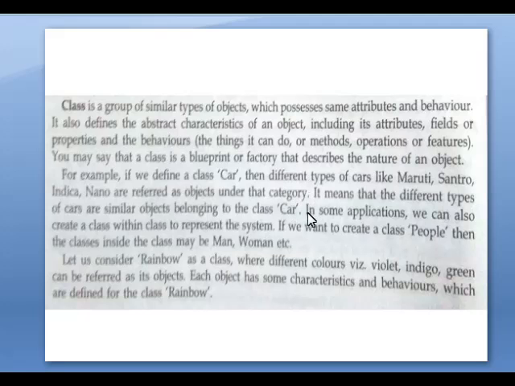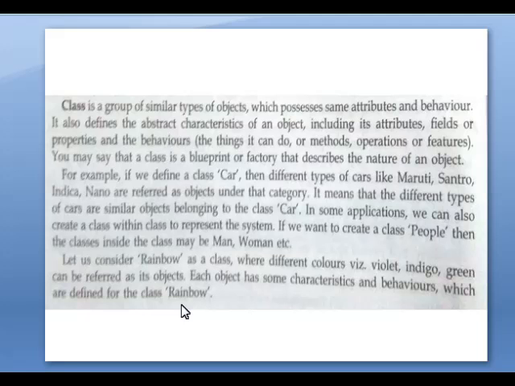In some applications, we can also create a class within a class to represent the system. If we want to create a class people, then the classes inside it may be man, woman, etc. Let us consider the rainbow as a class where different colors, violet, indigo, green, can be referred to as the objects. Each object has some characteristics and behavior which are defined for the class rainbow.